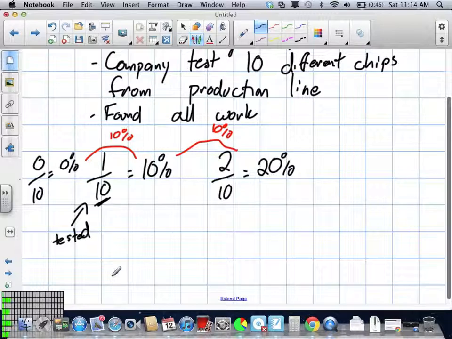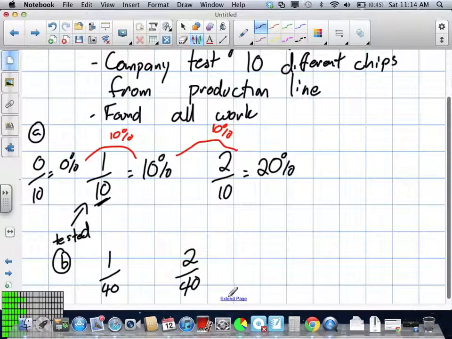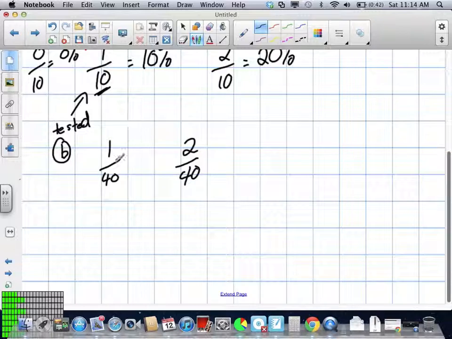And let's talk about how that percentage would change. So let's say we talked about 1 in 40 and then 2 in 40. Right? 40 is a bigger number, so that's definitely going to improve our quality control. So we'll call this A. This will be our B. As a percentage, what would 1 in 40 be as a percentage? Can you bring it up on the calculator? 2.5%. Okay. So that would be 2.5.